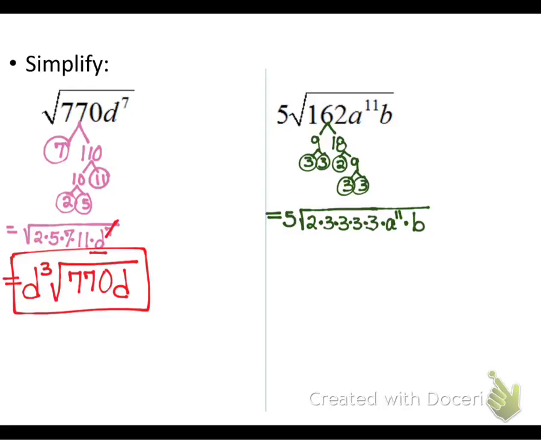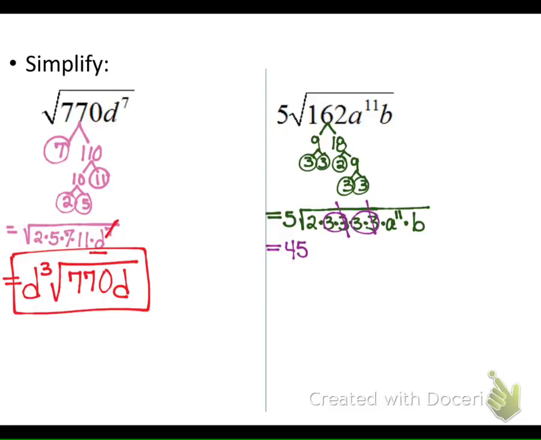Now, I circle my factor pairs. Remember, my factor pairs cancel with my square root sign, and that's going to join my 5 as a single number in the coefficient. So when I go to find my new coefficient, the number part of my coefficient, I'm going to have to take 5 times 3 times 3. So Brendan, what's 5 times 3? And then 15 times 3? 45.